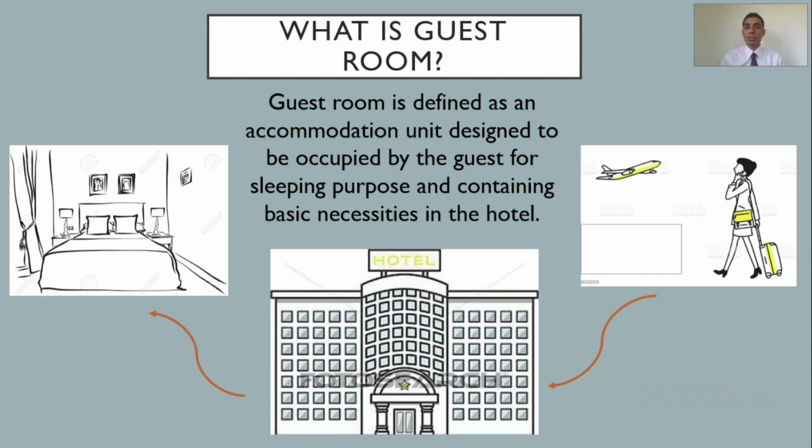And moving on, we have what is a guest room. I hope everyone knows what a hotel guest room is. But to define it, a hotel guest room is an accommodation unit designed to be occupied by the guest for sleeping purposes and containing basic necessities in the hotel. As we have all seen, the hotel room contains basic facilities or amenities provided by the hotel to the guest, and the primary function of the room is for the guest's sleeping purpose. Now I would be explaining about different types of hotel rooms that the hotel has.